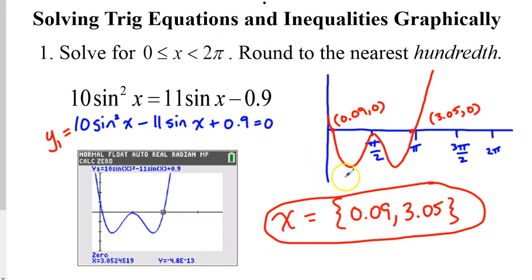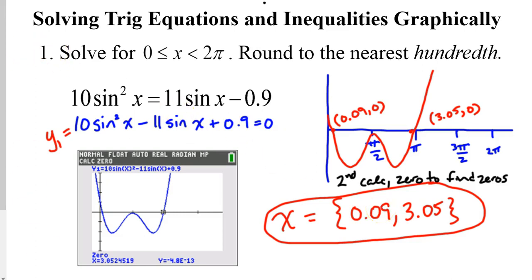We used second calc 0 to find the zeros. All right. Of course, you wouldn't have this on your paper. You just have your sketch showing your zeros, showing the manipulated equation, and then your roots.